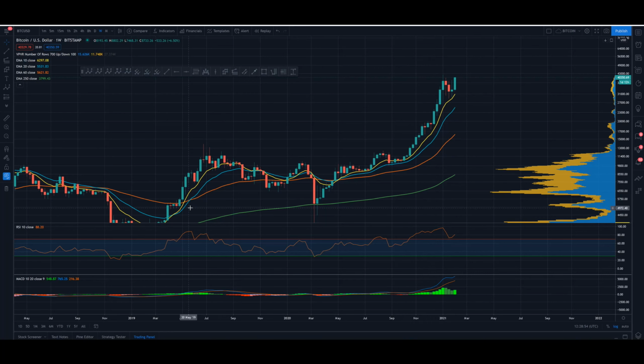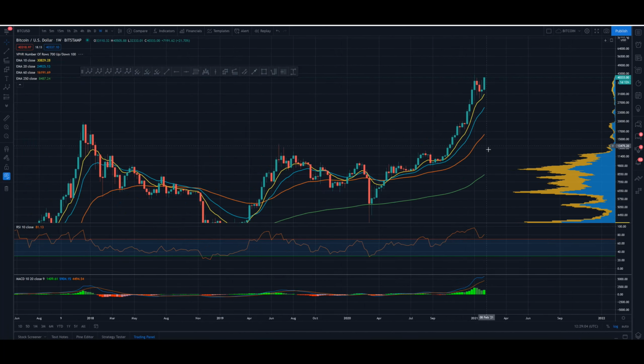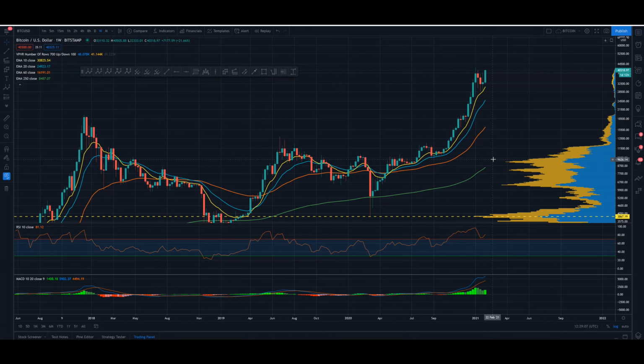We did it back in 2018, dipped in and out of overbought conditions for weeks on end as we rallied all the way up to 20 grand. So we could do that again, but we might come down lower. We're going to have to talk about the potential for a deeper correction. Right, MACD. Bullish as well.